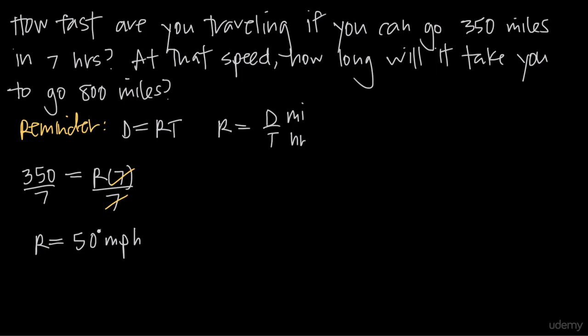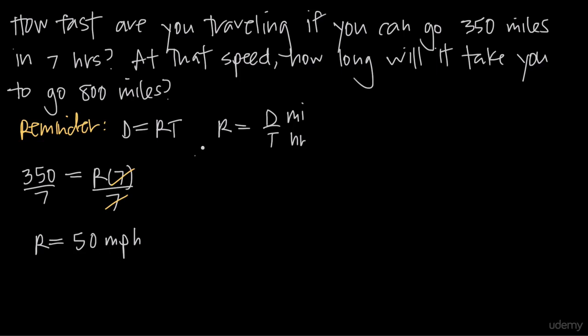Just make sure when you're doing these kind of problems that your units match the units you've been given in your problem. So we were told that we went 350 miles in 7 hours, so we know that our rate is going to be miles per hour. But sometimes the problem is going to give you meters per minute or inches per second or whatever the case may be. Just make sure you have the correct units when you solve for the rate. So in our case, our rate is 50 miles per hour, that's our speed.